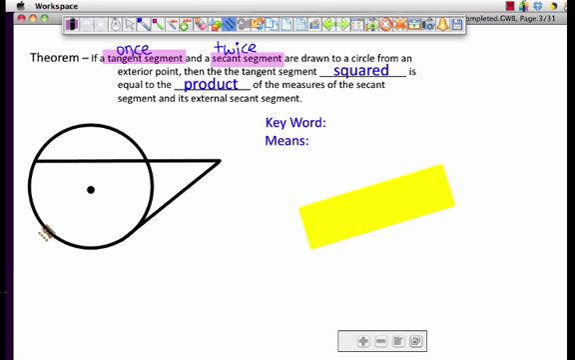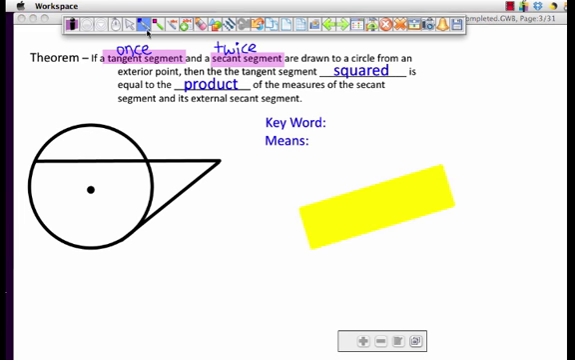If you ever have a case like this, where this segment can be broken into two pieces, but this is really just one segment right there, they have a fancy rule here that you can memorize. If that happens and they meet from the same exterior point, then the tangent segment squared is equal to the product of the measures of the secant segment and its external secant segment. So again, it's the exterior piece times the whole piece.